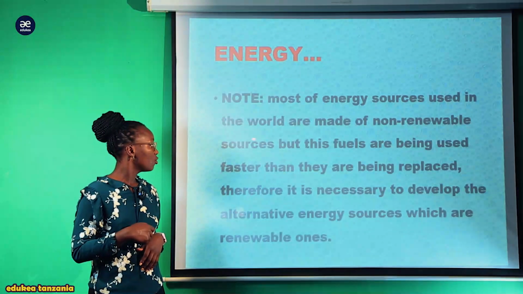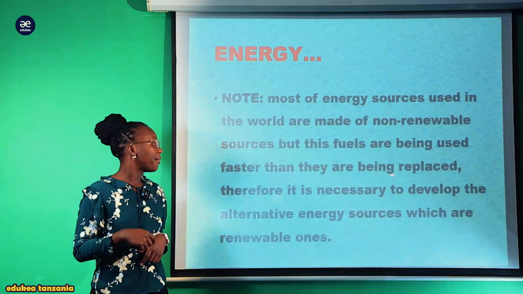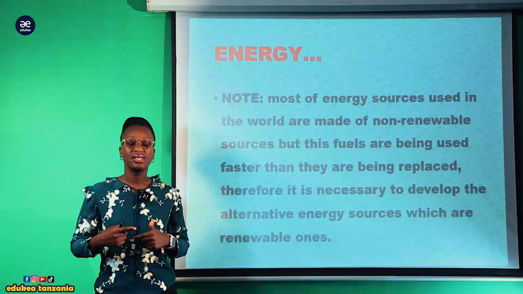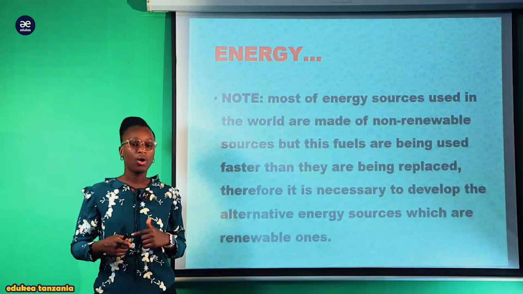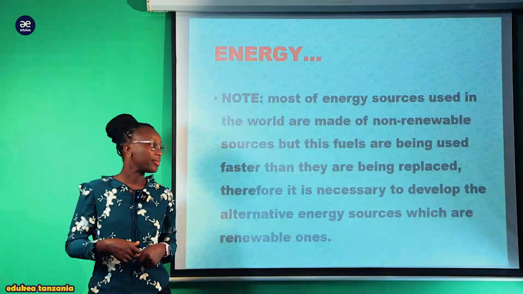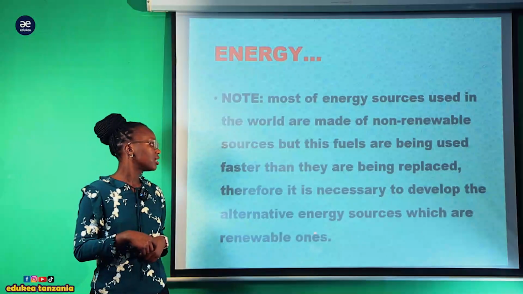Non-renewable sources are used first and then they are being replaced. Kwamba inatumika haraka kuliko vile ambavyo itakuwa replaced. Yani ukishaitumia ni ngumu kuireplace for faster, no. Kwa hiyo itatumika in a short period of time, lakini kuireplace ni difficult, inachukua muda. So therefore it is necessary to develop the alternative energy sources which is renewable.